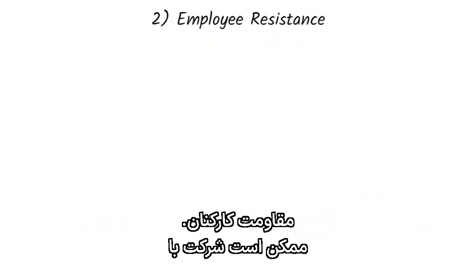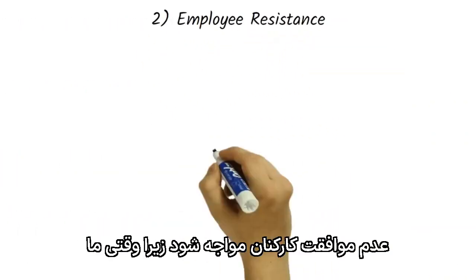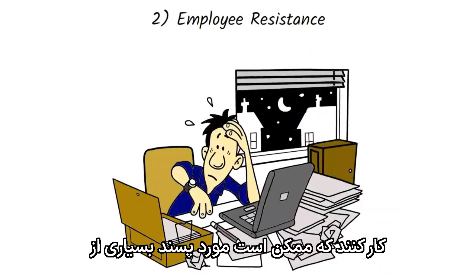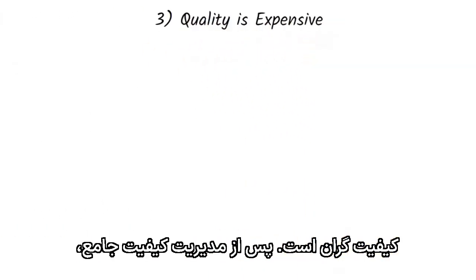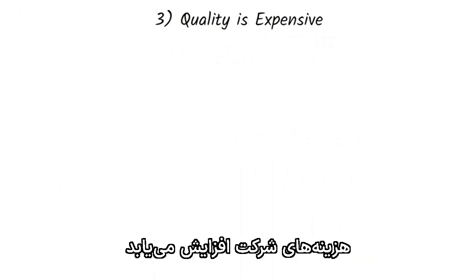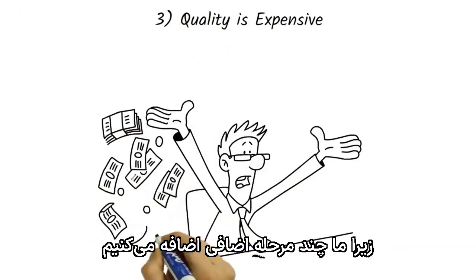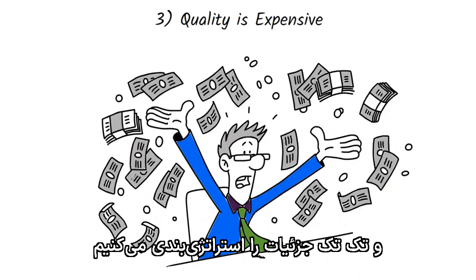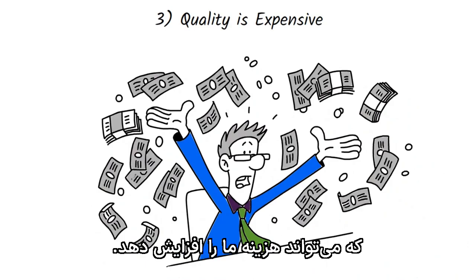Employee resistance. Maybe the company faces employee disagreement because when we apply total quality management, employees have to work in a framed pattern, which may not be liked by many employees. Quality is expensive. After total quality management, the expenses of the company increase because we add some extra steps and provide proper training and strategize each and every single detail, which can increase our cost.